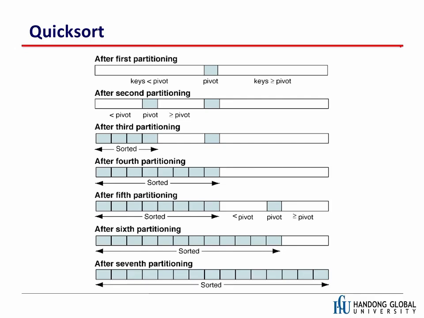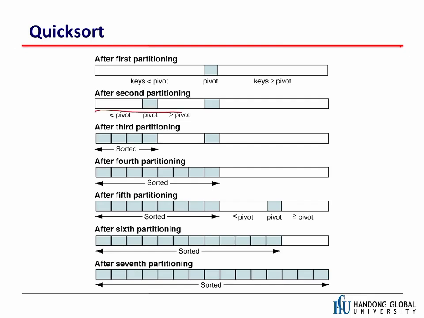So after this first partitioning, the elements are in a sense somehow a little bit sorted. On the left side we have a small element, and we have the pivot, and then we have a larger one on the right side. After the first partitioning, in the second partitioning, we focus on the left side first and then we focus on the right side.